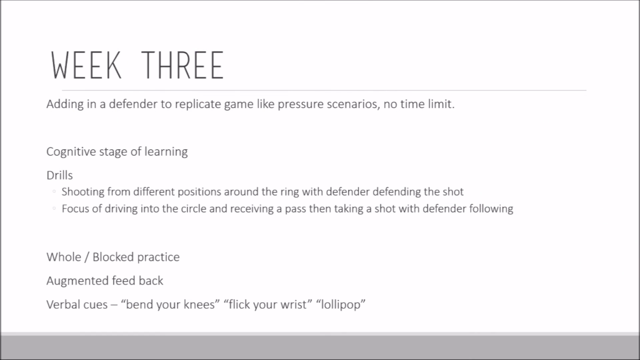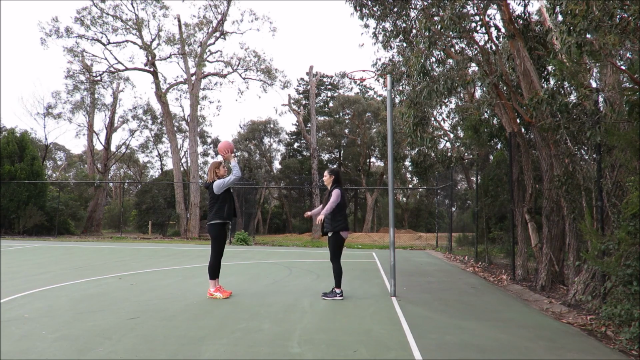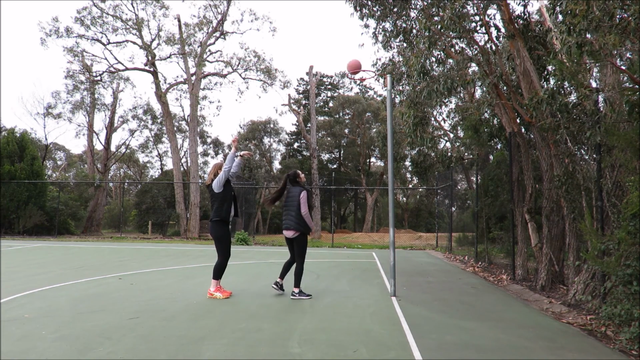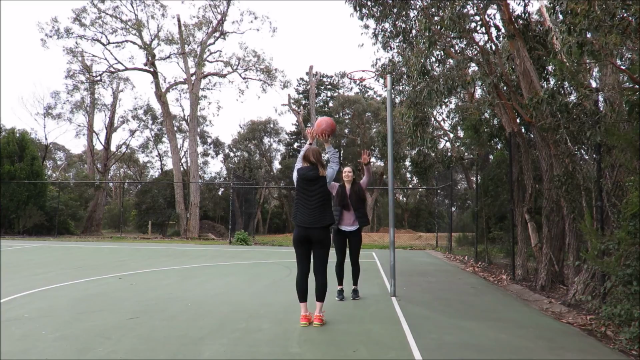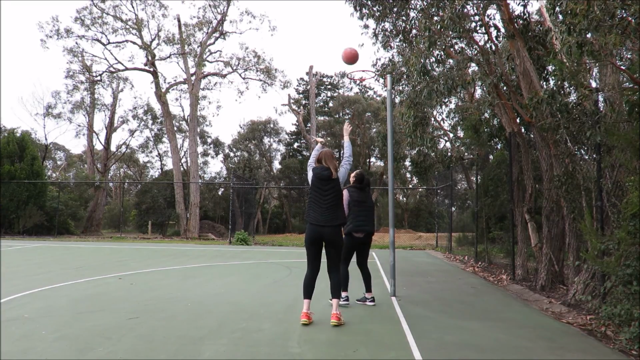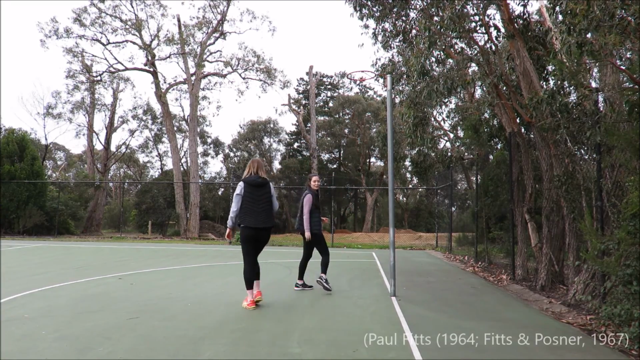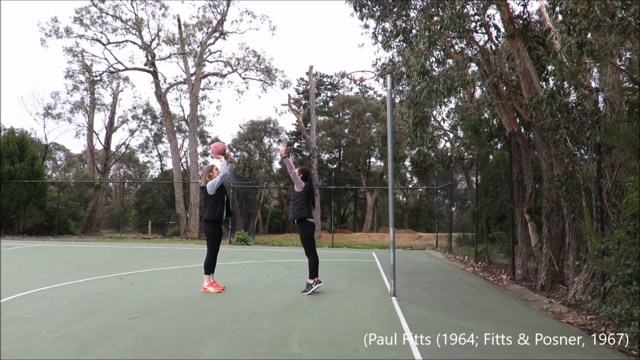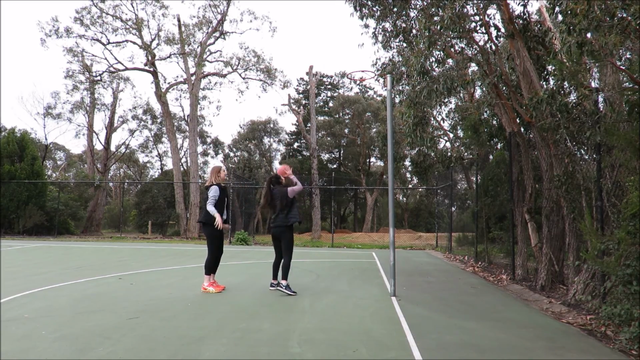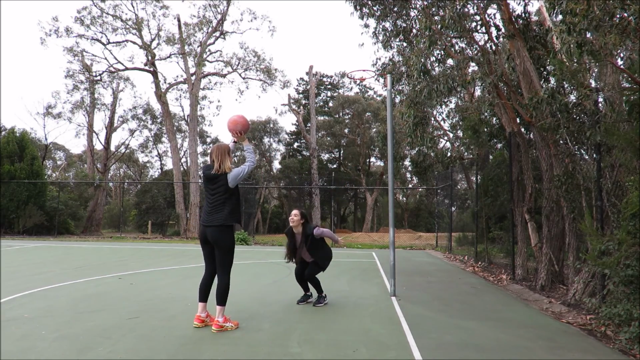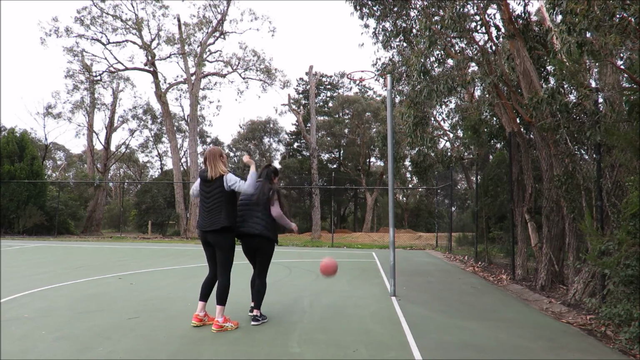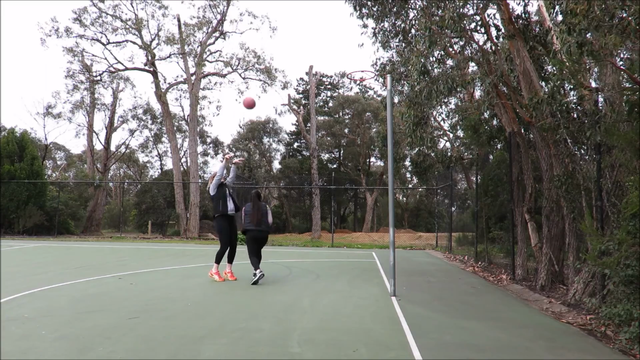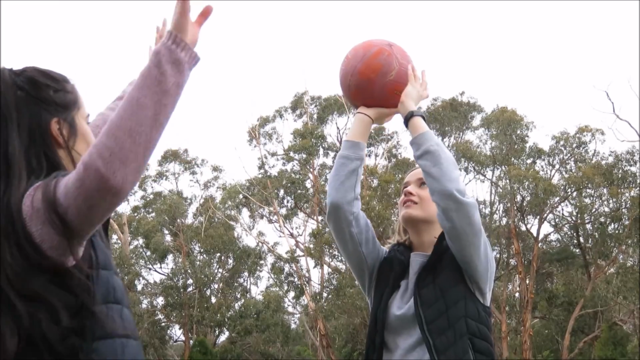Week 3's training consisted of adding in a defender to the previous week's drills to add an extra pressure to the situation and try to replicate more of a game-like scenario. At this point, it is hoped that the player will start to leave the cognitive stage of learning and reach the associative stage of learning, where she understands how the aspects of the skill interrelate and she starts to adapt to different situations. The player did not have to adhere to the time restraints, so they were able to adapt to the new environment, where a defensive player and pressure puts an attacker under stress.